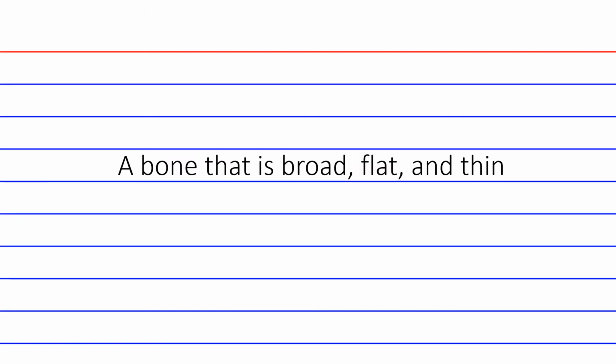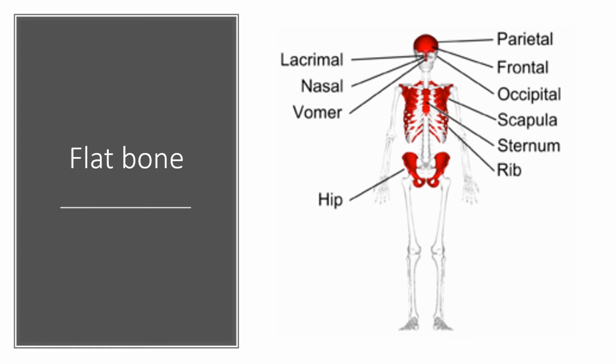A bone that is broad, flat, and thin. The answer is a flat bone. There are many flat bones throughout your body. The lacrimal bone, your nasal bone. The vomer is that separation between your nostrils. The parietal bone, the frontal, occipital, scapula, sternum, and ribs are all flat bones.